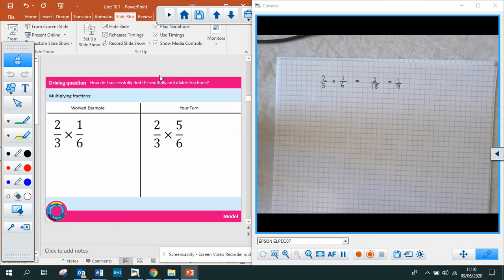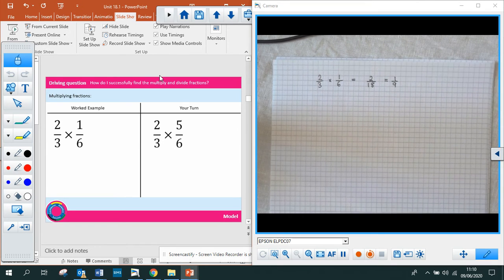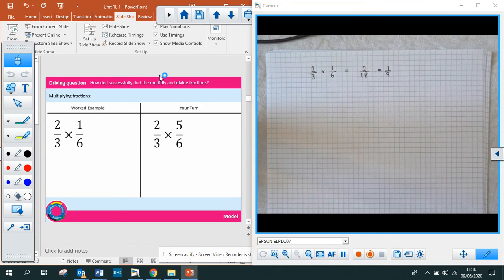Okay, please pause the video and have a go at the other example that's there. So 2/3 multiplied by 5/6. Pause and play when you're ready to check if you understood the solution.